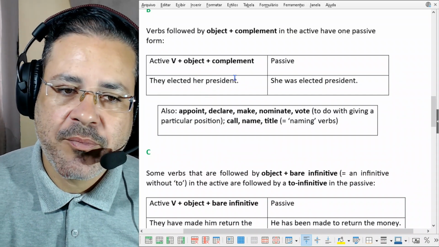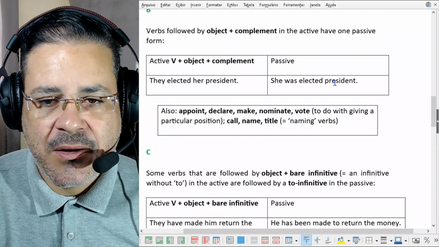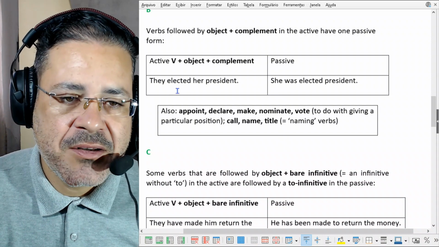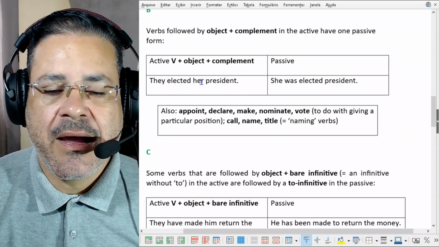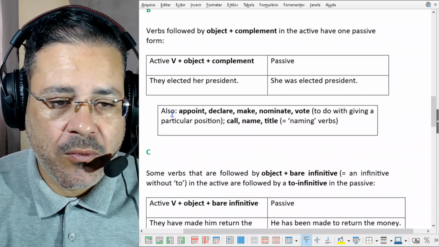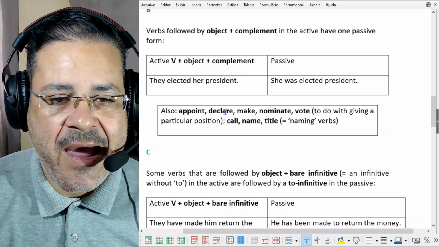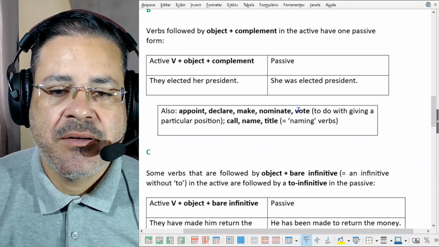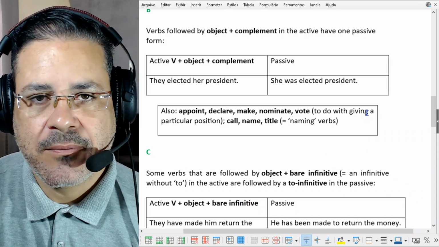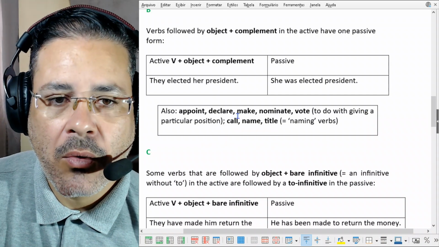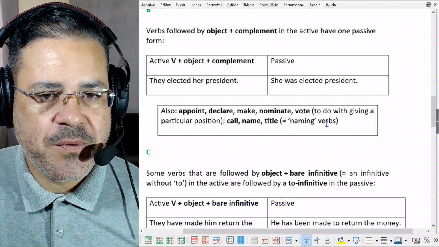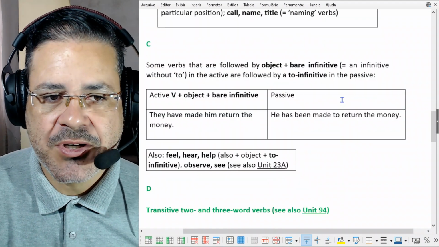They elected her president. The passive is constructed like that: She was elected the president. We also use that pattern with the verbs to appoint, declare, make, nominate, vote. Those are to do with giving a particular position. And also with call, name, and title. Those are naming verbs.